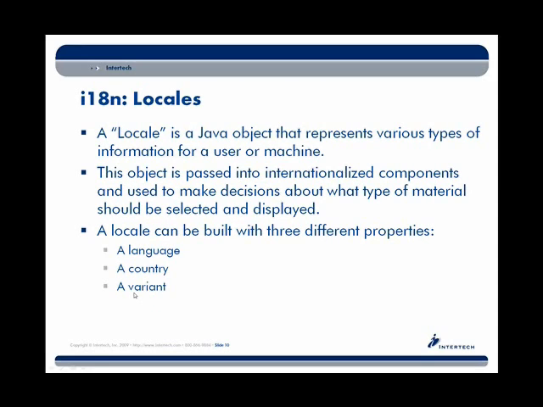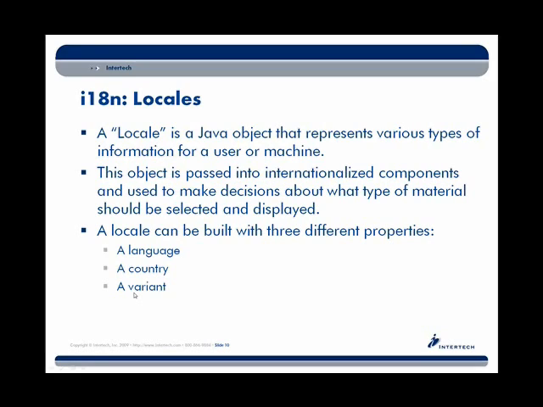One of the key objects that you use when you're internationalizing, and actually also used at runtime to decide what locale specific information should be displayed, is an object called a locale. It's a Java object that represents various types of information for either a user or a machine. The object itself doesn't do too much. It's more or less a label that just says, what locale is this user interested in having data translated into.